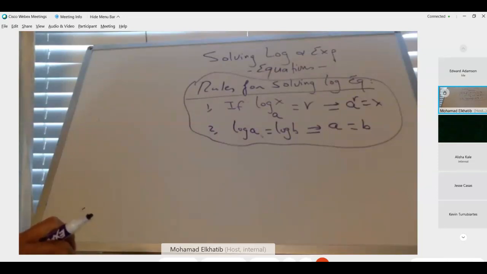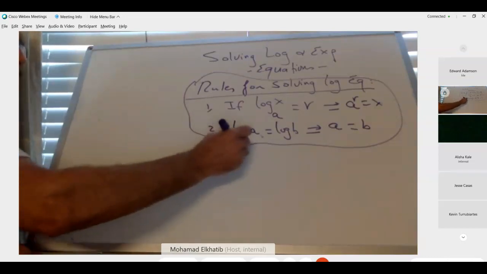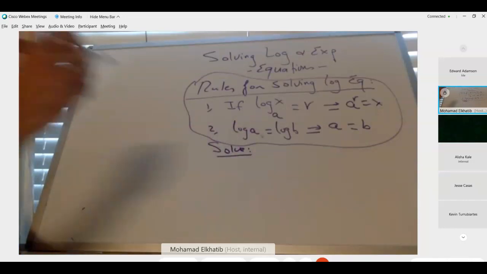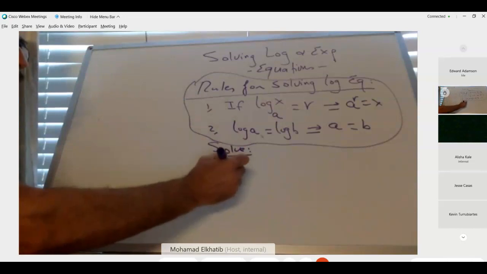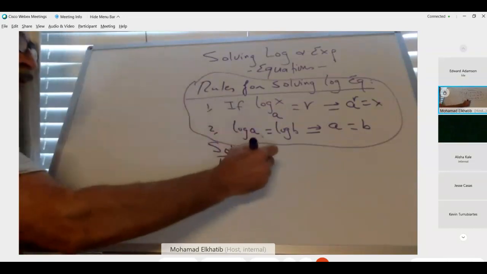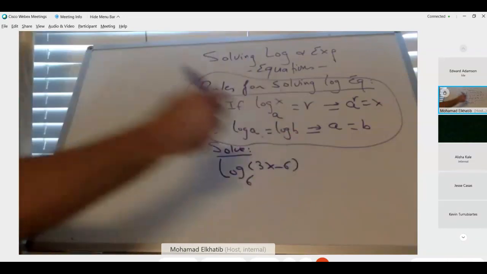Okay? So here's an example similar to your homework. Solve. And after I show you this, I'm going to pause for a second. Be sure you guys have no questions. That's similar to your homework. Log base 6 of 3x minus 6 equals 3.